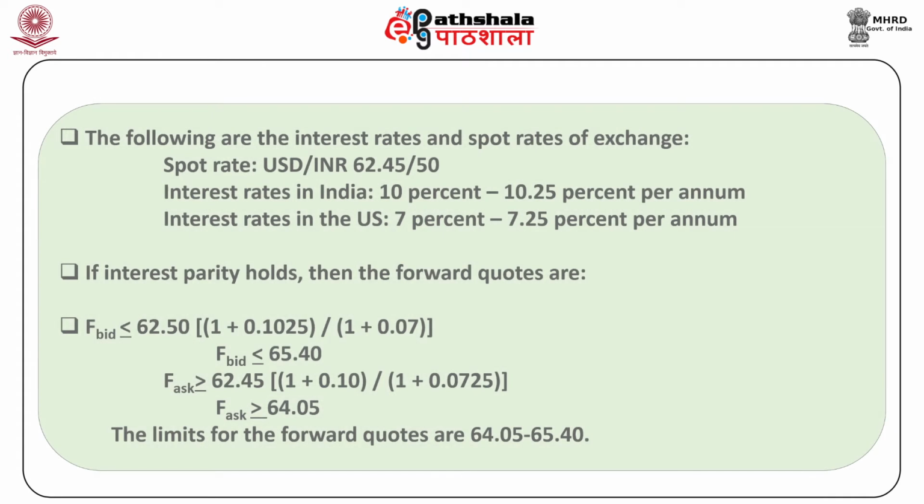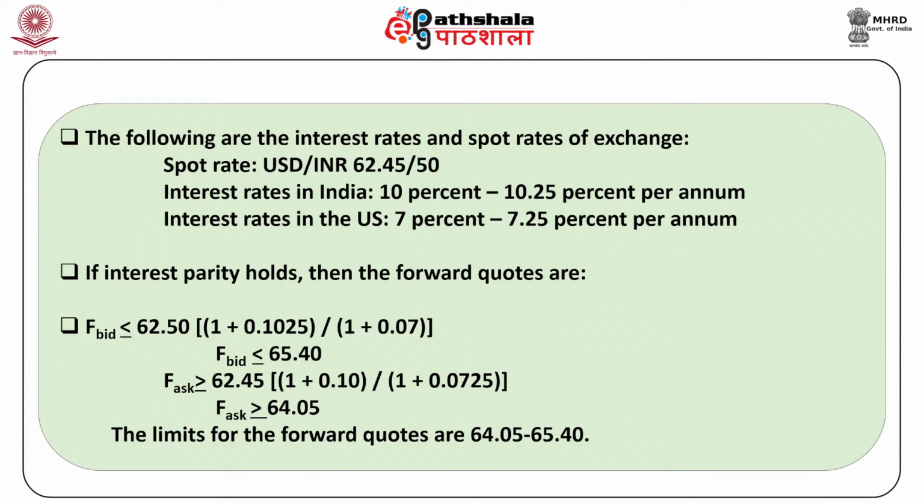Now coming to the third example, some interest rates and spot rates of exchange are given here. The spot rate is equal to 62.45 divided by 50, and interest rates in India are 10% to 10.25% per annum. Interest rates in the US are 7% to 7.25% per annum. If interest parity holds, what are the forward quotes?